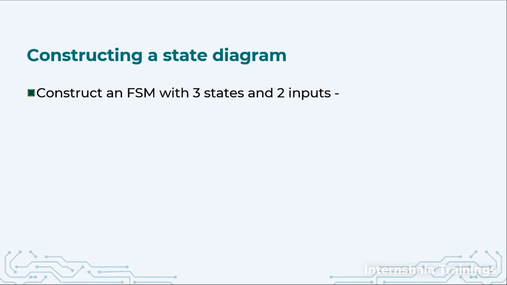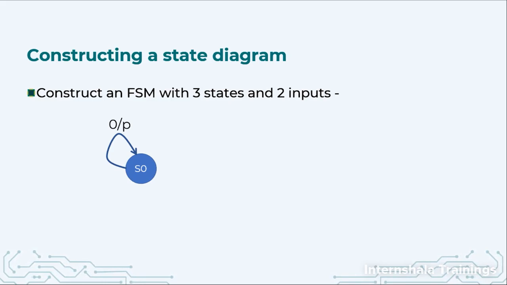Now we are going to construct one FSM which has 3 states and 2 inputs. So first of all, I have my initial state, and the name I have given is S0. This is my initial state. Here I have 2 inputs. The first input is 0, and for that input the output value is P and the next state is S0. So that is why the arrow is coming back to S0. When the input is 1, the output is P and my next state is S1. So we are transitioning from S0 to S1.